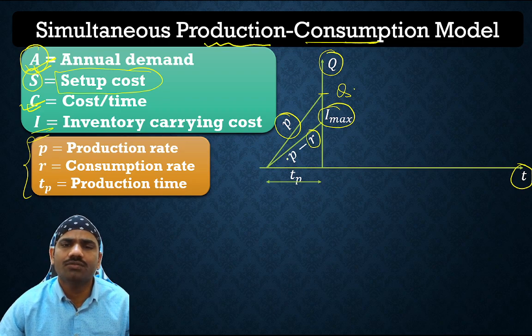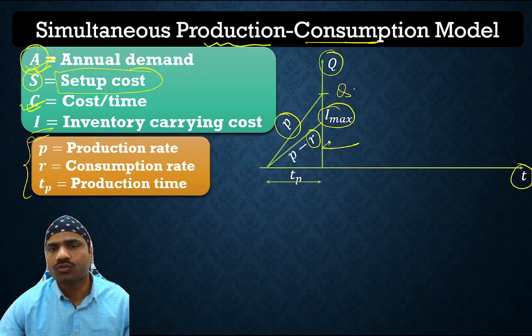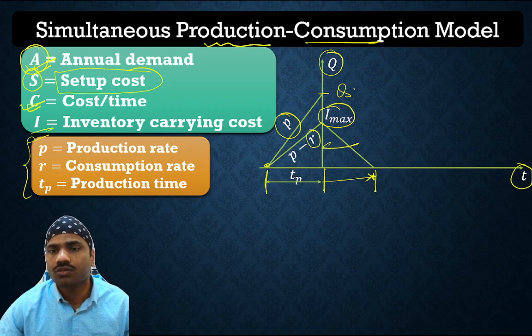So we have the production rate: we produce P quantities per unit time, and we consume the same item at rate R. The maximum inventory that can be stored with this production rate and consumption rate is I max. We have a production time, and we also have a consumption time, which runs from this point until this quantity is fully consumed. When I max is consumed, we again start production.